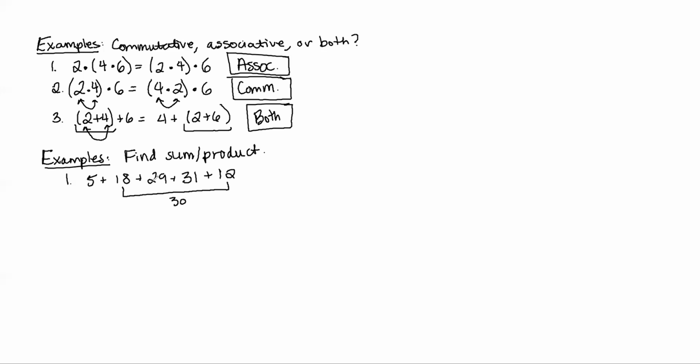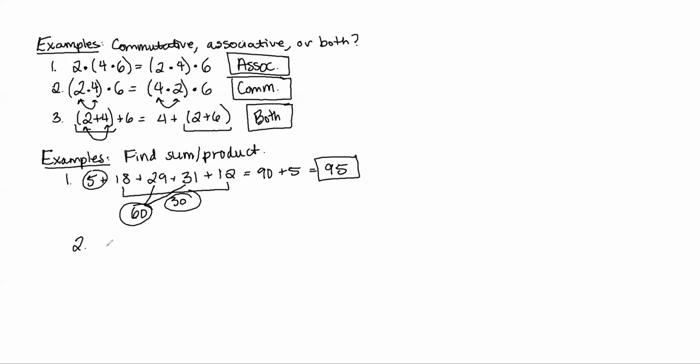And then we can do the same thing with the 29 and the 31. 29 and 31, so 20 and 30 is 50, plus 10 more is 60. And so now, working with the only numbers we have left, we have 5, 60, and 30. And so 60 plus 30 is 90, plus 5 is going to give us 95. So being able to rearrange these is really helpful. The only thing to look out for is if you have subtraction or division in there.